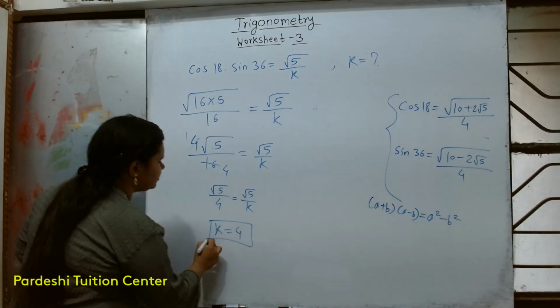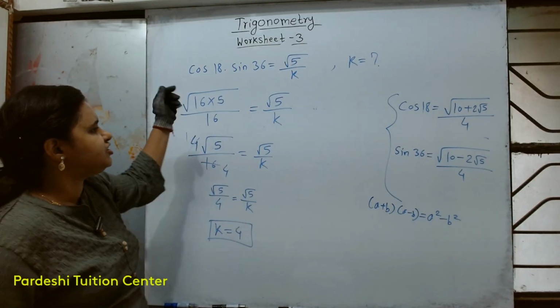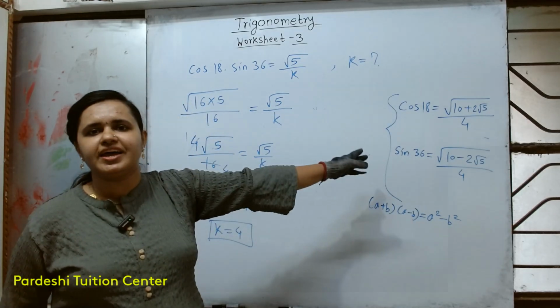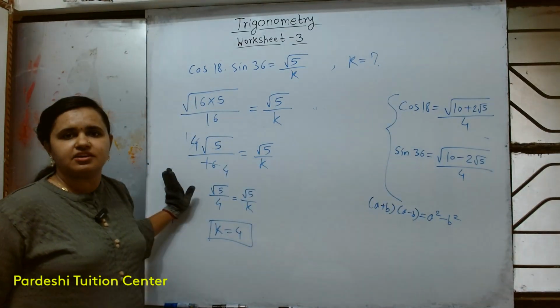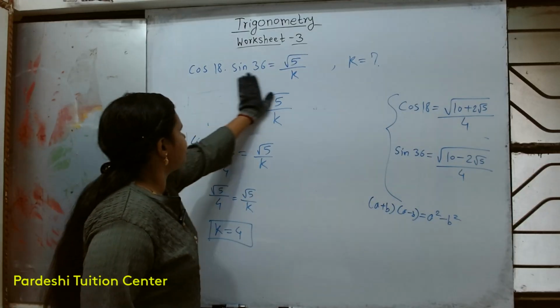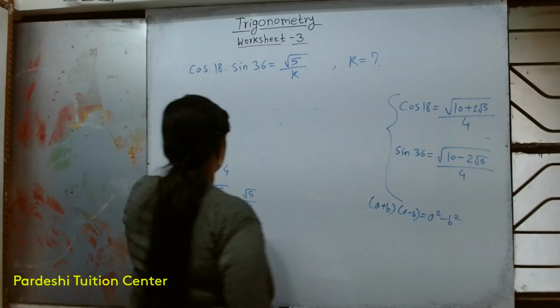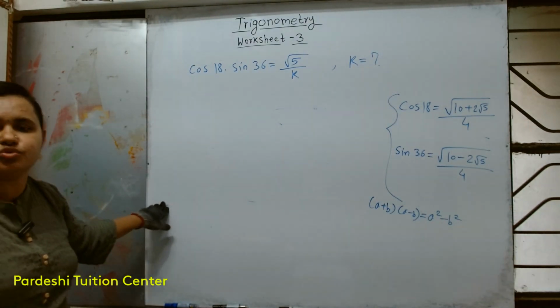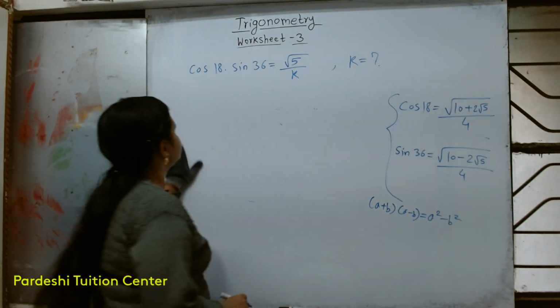We got the answer, k is equal to 4. We have just put in the values of cos 18 and sin 36. If you know these values, you can easily solve this sum. Just remember the values. So k is equal to 4 for question 24.